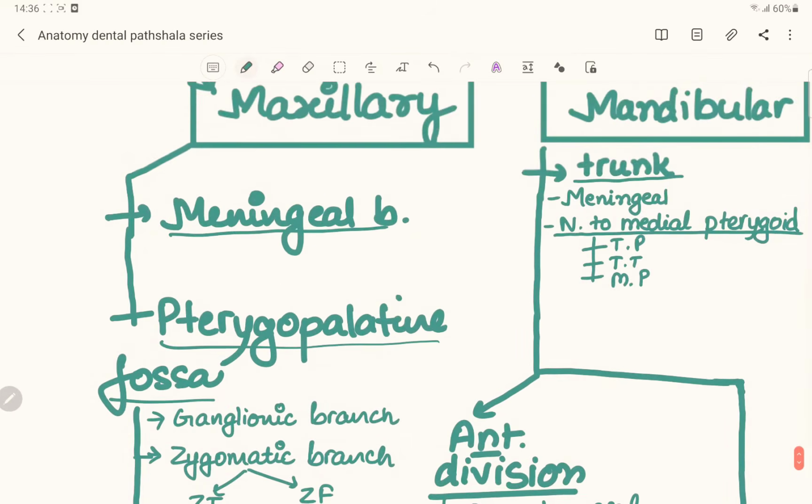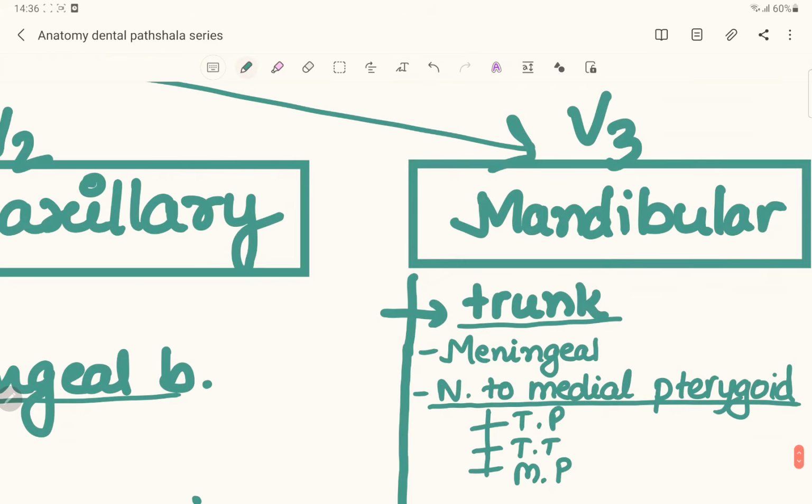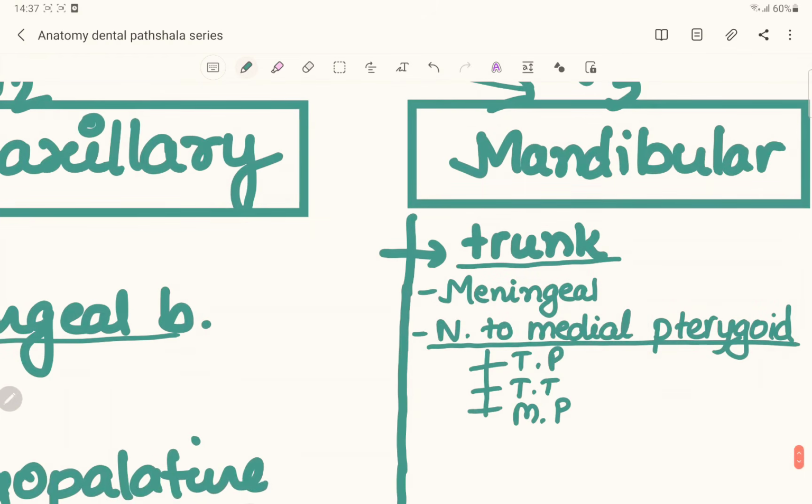Talking about the mandibular division of the trigeminal nerve, which is the third division, it contains both motor and sensory fibers. Now the trunk of this mandibular nerve gives off two main branches. One is the meningeal branch and another one is the nerve to medial pterygoid. As the name suggests, the nerve to medial pterygoid is going to supply the medial pterygoid muscle.